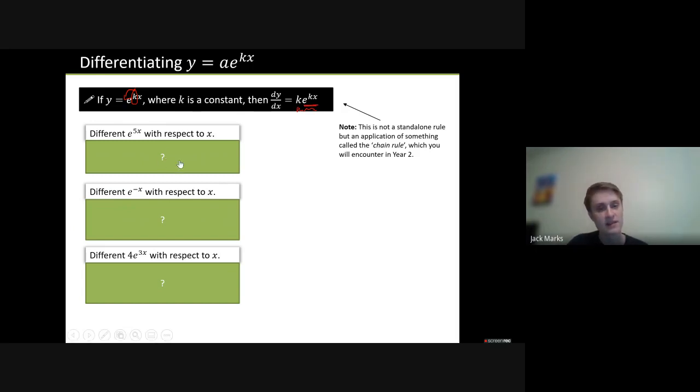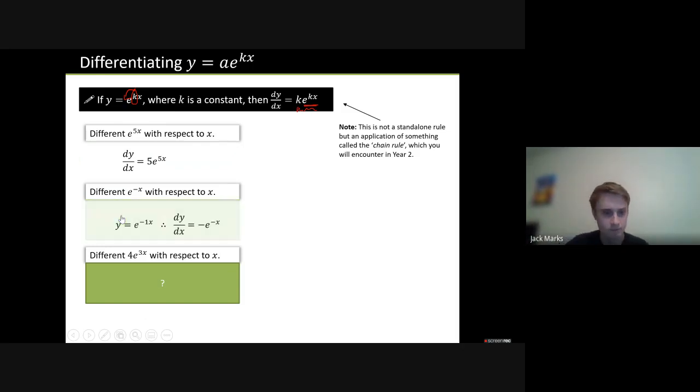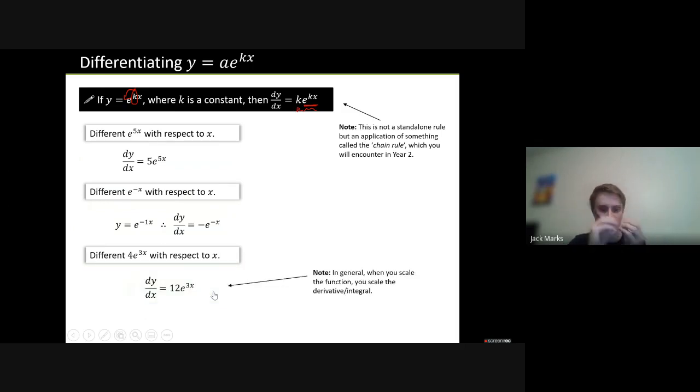e to the 5x, well, you take the 5 down to the front, but the e to the 5x just remains the same. Okay? e to the minus x, so effectively there's a minus 1 in front of the x. So you bring the minus 1 down, and then the rest of it you keep the same. Okay? Just like that. If there's already a number there, that's fine. Keep the number there, bring the 3 down with it, and then in differentiation, those constants at the front, we multiply them together. So we get 12, and then the e to the 3x part, again, is exactly the same.